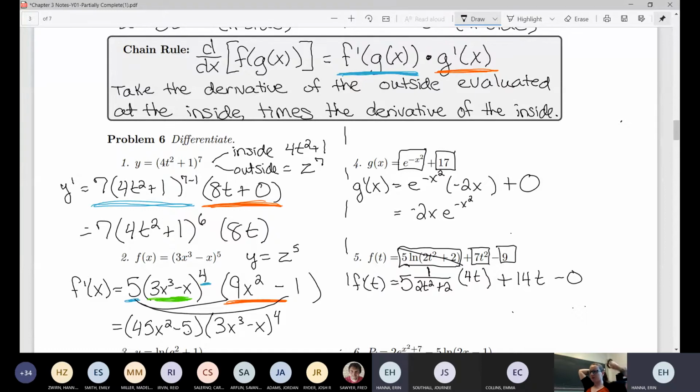The only way you could possibly simplify that a little bit is, see how in that first term you have a 5 in the front and then a 4t in the back. You can multiply those two together to get 20t. And you can also put it on top of the fraction, but that's, again, not really necessary. I don't require you to simplify these at all. Simplify it to 20t over 2t squared plus 2, plus 14t.